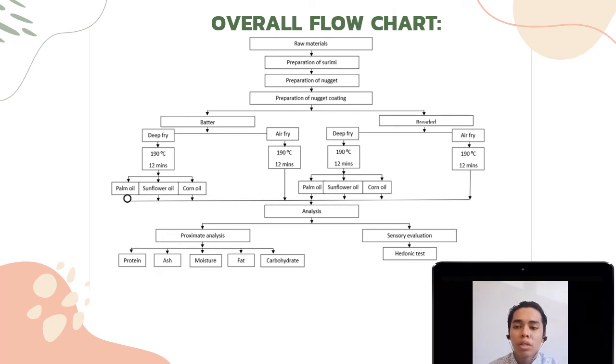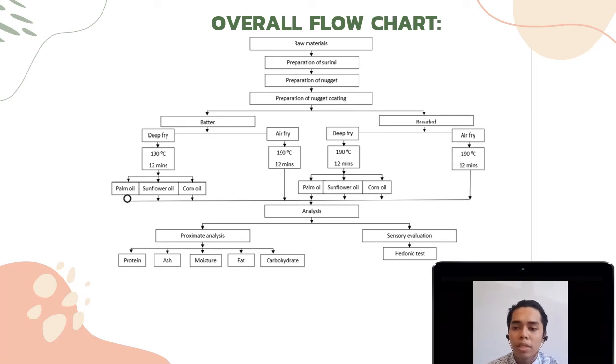Objective number 3 is to determine the nutrition composition and preference of tilapia fish nugget. After that, we conduct two different analyses, proximate analysis and sensory analysis. For proximate analysis, we determine the protein, ash, moisture content, fat and carbohydrate. Meanwhile, for sensory evaluation, we use a hedonic test to determine overall liking using a scale of 9.